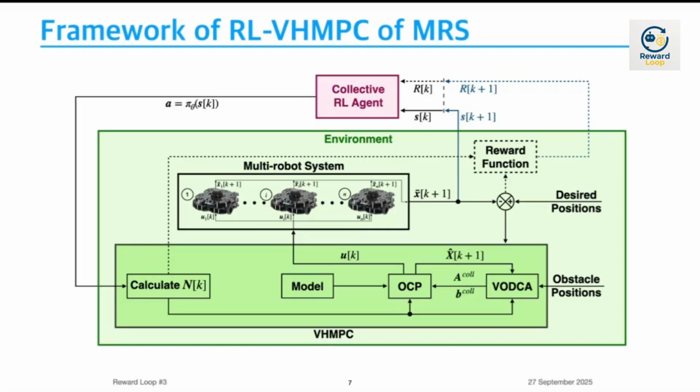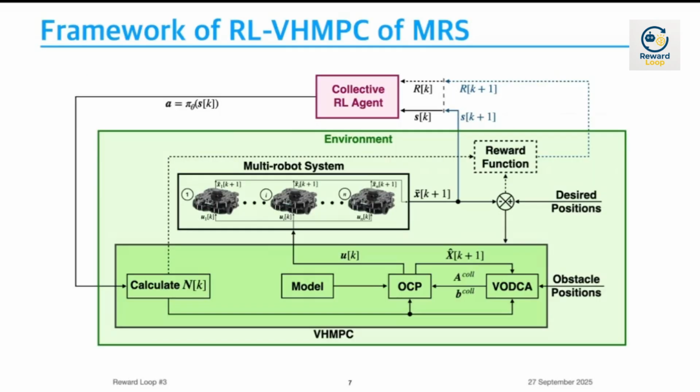Then, once we receive the value of the prediction horizon, it is used by the optimal control problem to solve for the control inputs of the robots. And then those control inputs are communicated to the multi-robot system, which then propagates to the next state. And this loop continues.